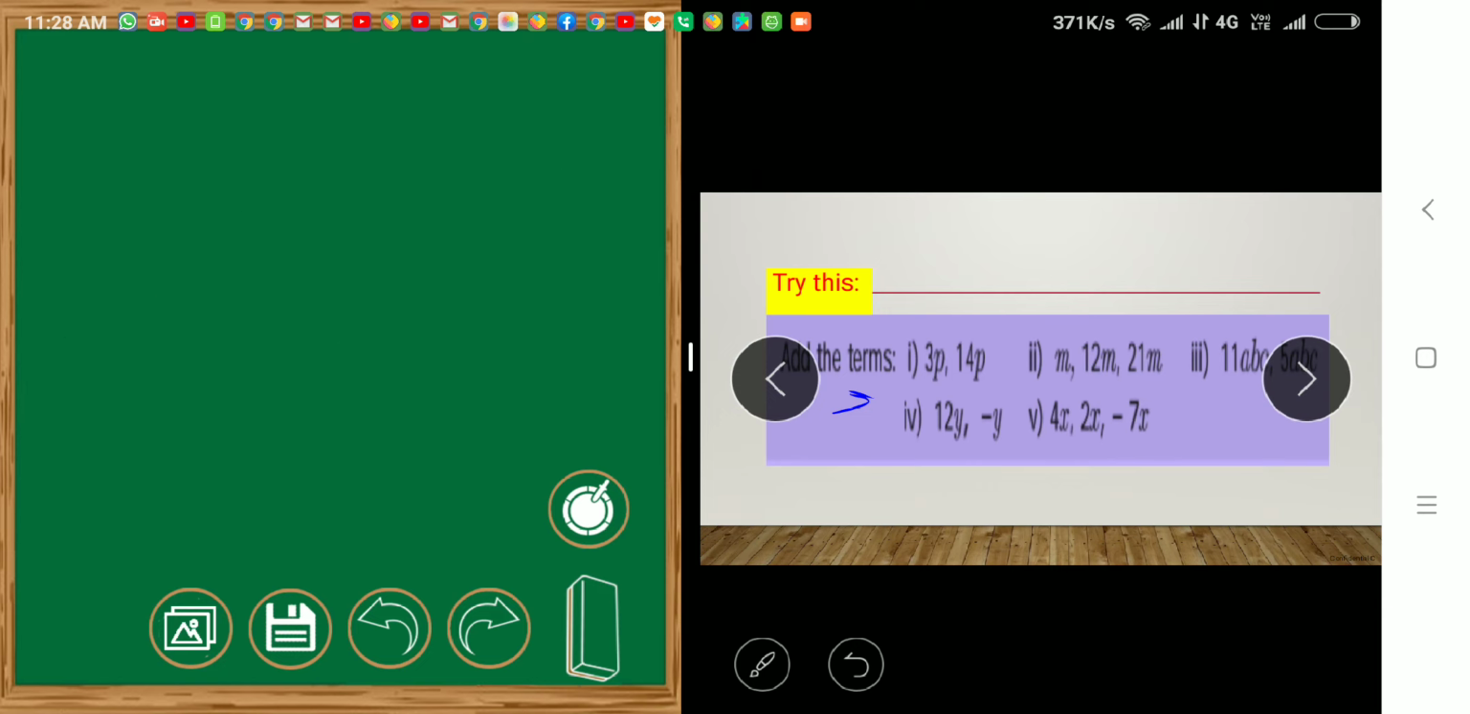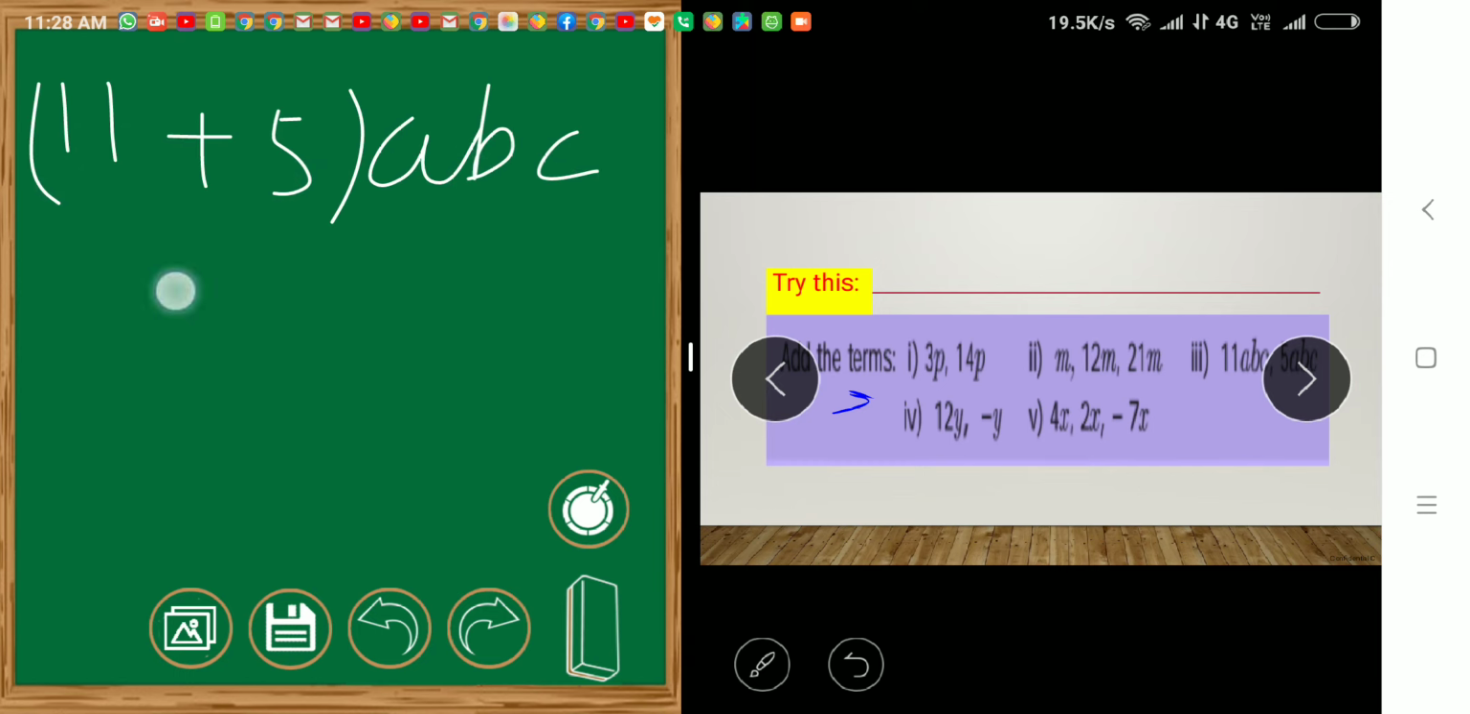Next equation, 11ABC, 5ABC. Add the coefficients alone. 11 plus 5 is 16. The variables are ABC. So 16ABC. How simply we have solved it.